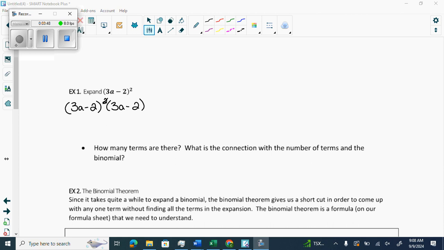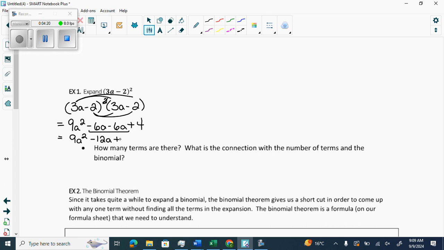But you're still distributing. So we have 3a times 3a. 3 times 3 is 9. a times a is a squared. And then I have 3a times negative 2. So I did these, and then I did these. So I get negative 6a. Negative 2 times 3a, negative 6a. Negative 2 times negative 2 is positive 4. And then I collect anything with like terms. 9a squared stays the same. Here I have negative 6 apples, and I minus 6 more apples. I get negative 12 apples plus 4.